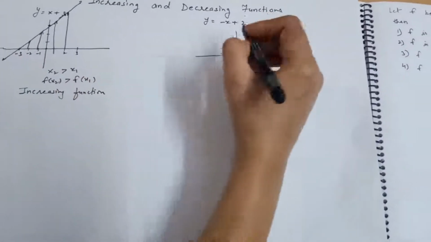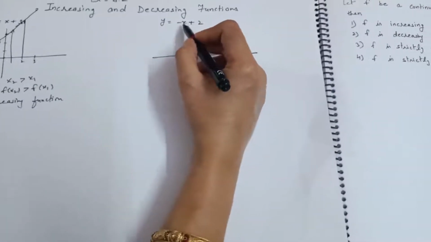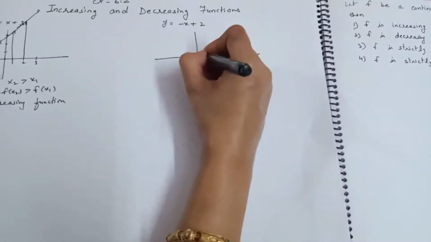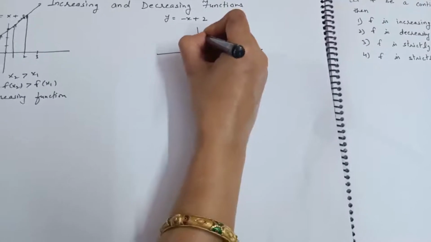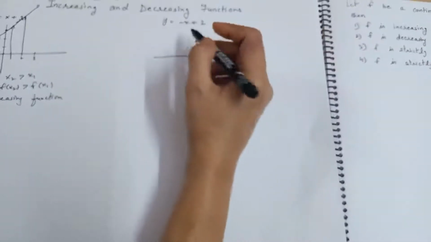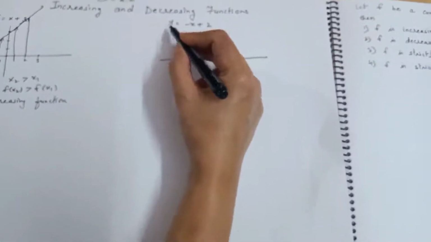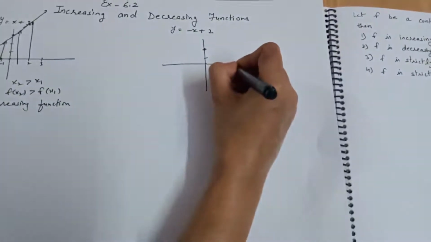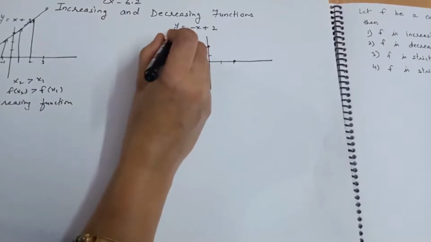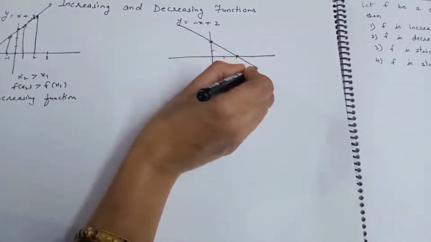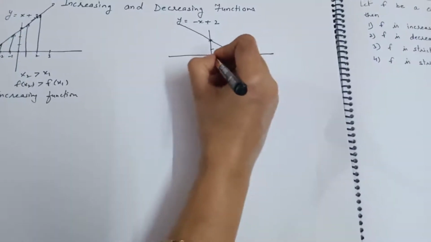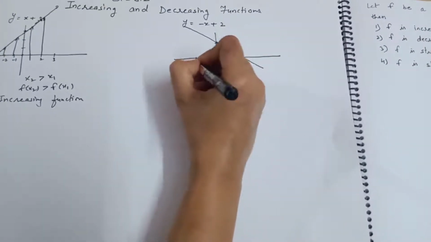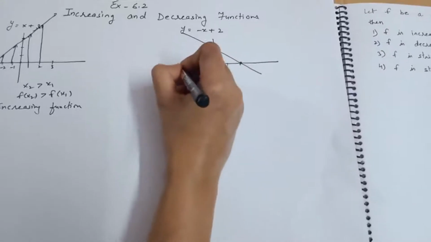Okay, another graph, suppose y equals minus x plus 2. If I draw it here, if x equals 0, y equals 2; this is the point. And if y equals 0, then x equals 2, so I mark 2 comma 0 here, and if I draw the graph, it goes like that. So this is 0, this is 1, minus 1, and this is minus 2, and minus 3.